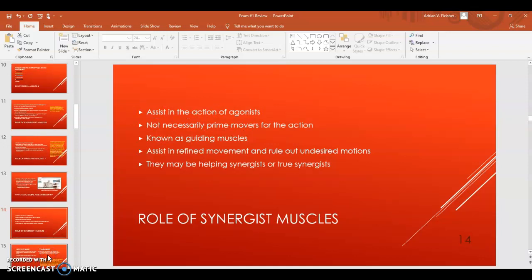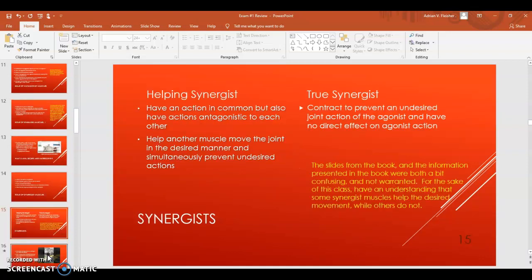And a little bit about synergist muscles. I do have a couple questions on the helping and a true synergist. Just remember, a true synergist specifically helps to prevent an undesired joint action, whereas a helping synergist actually helps in the action itself.